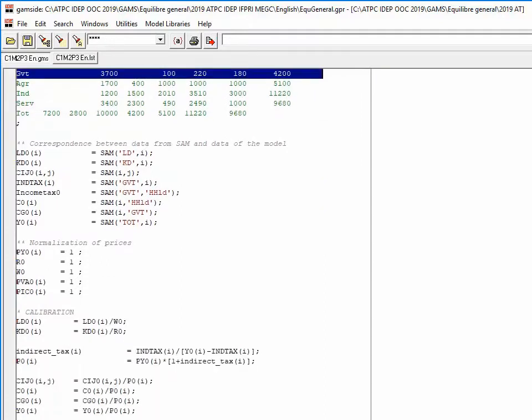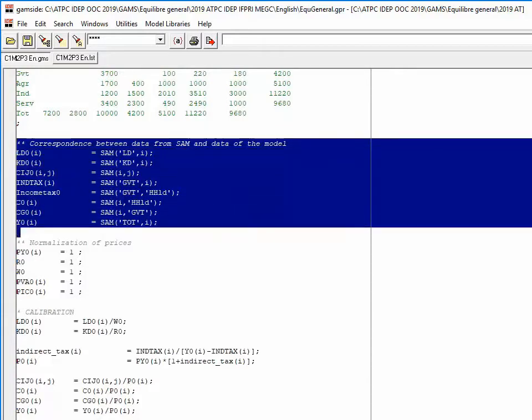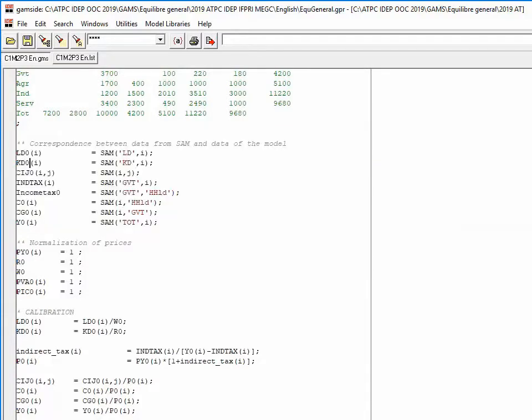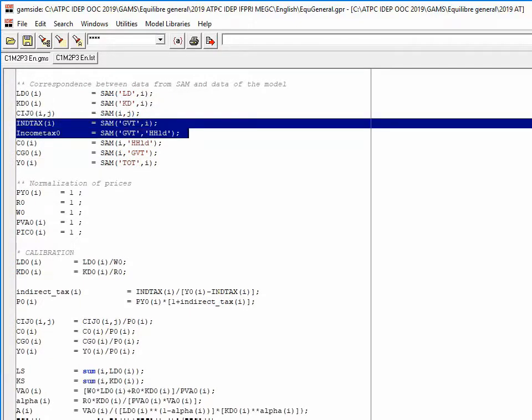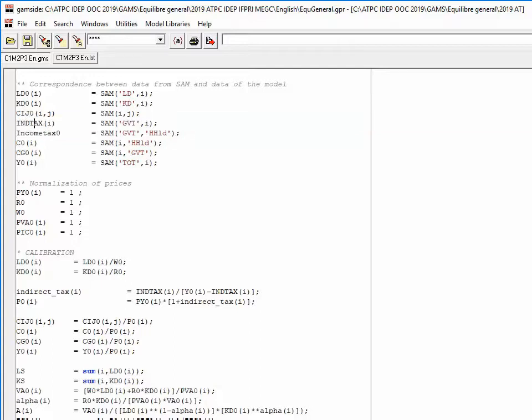Then I use this matrix to give values to a certain number of parameters, like labor demand by sector, capital demand by sector, intermediate consumption, and so on. Be careful, because I do not here enter the tax rate, but the amount of tax collected by the state. So it's not the indirect tax rate and the income tax rate. It's the amount of taxes collected by the state.